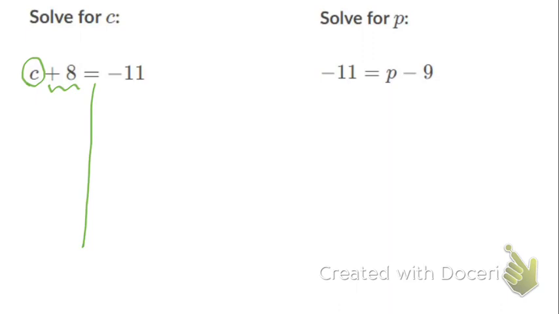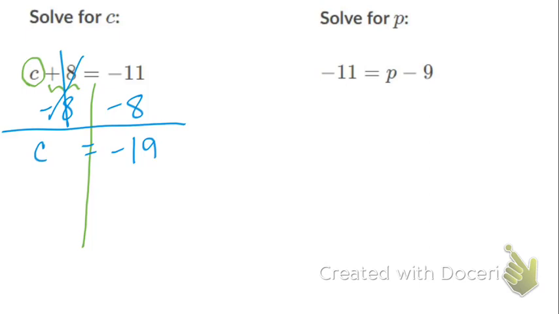Then you ask yourself, well, what's the opposite of adding 8? To subtract 8, right? So you want to subtract 8 on both sides because plus 8 minus 8 cancels out. So on the left side, all you have is a C, and on the right side, you have negative 11 minus 8, which is negative 19.